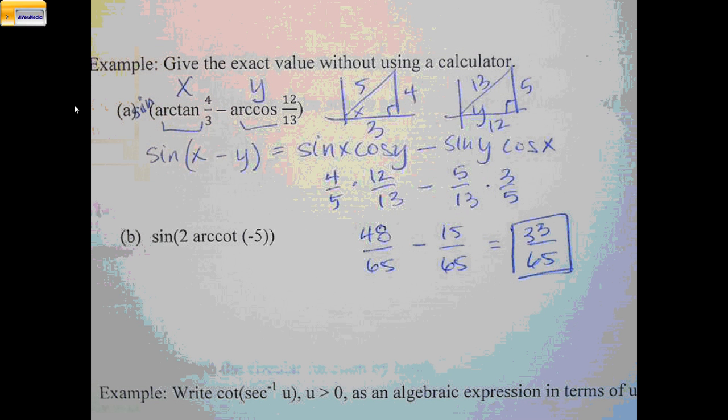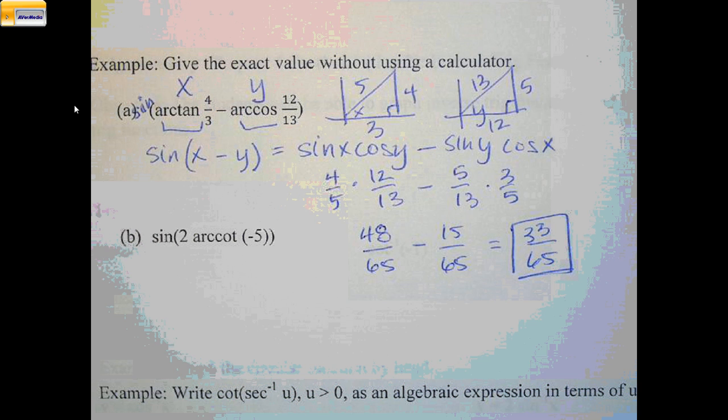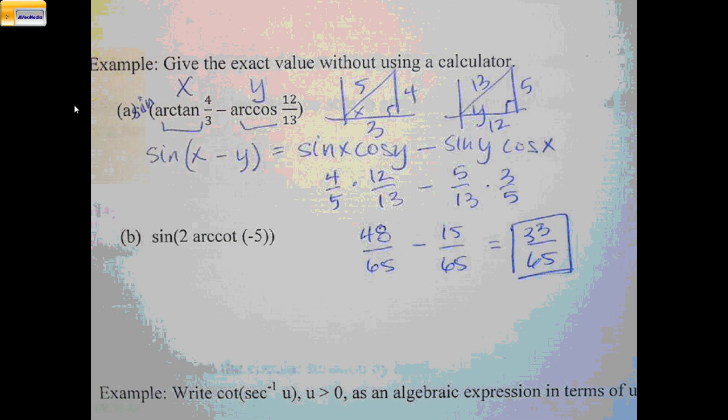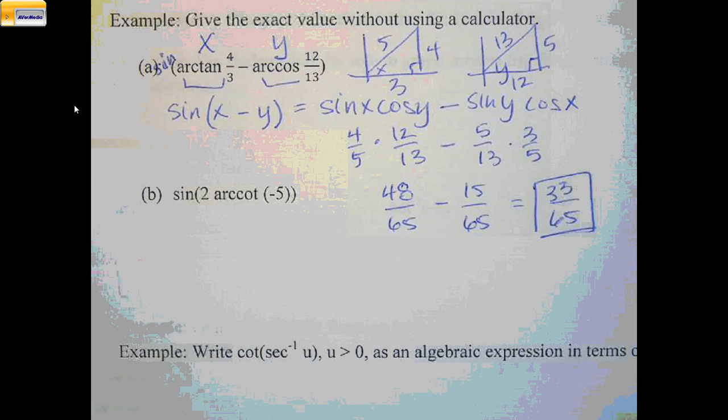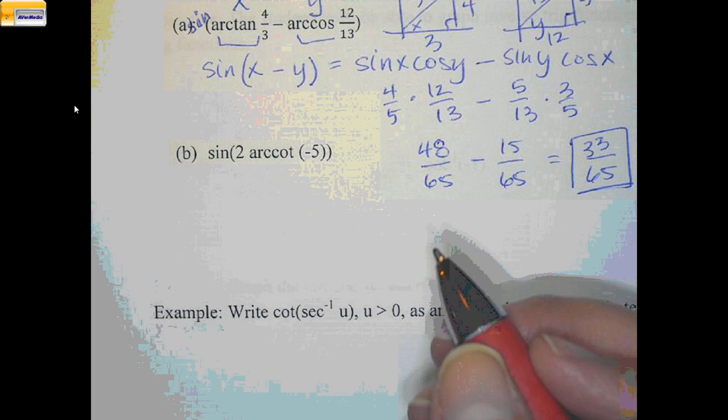You have to be able to recognize the identity. Once you get that far, I think you guys will be fine. Letter B. Again, we have our cotangent. So this right here is representing some mystery angle.